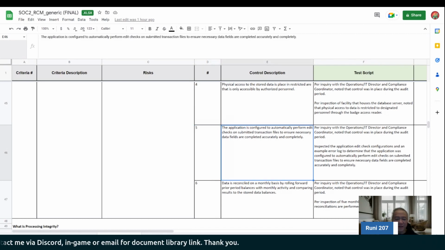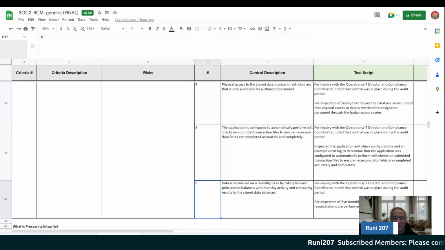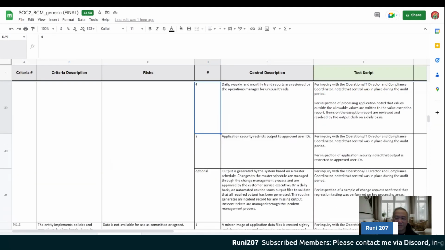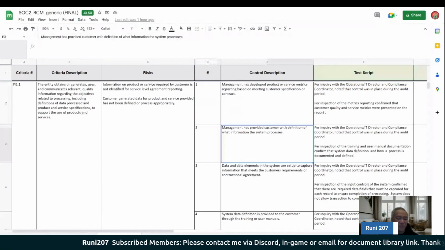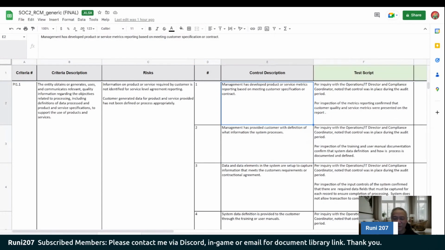So this is an overview of what some of the things that CPA firms, auditors, or those assisting management from a readiness standpoint would look towards, in terms of either developing or building the use case for the processing integrity principle for the SOC 2 piece.